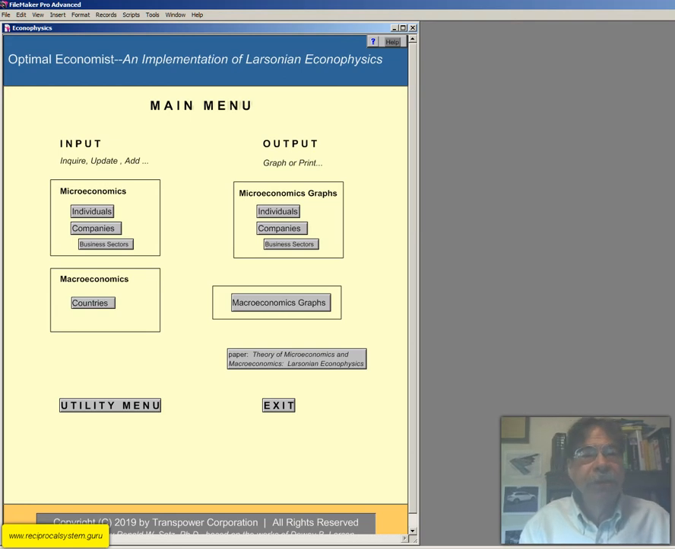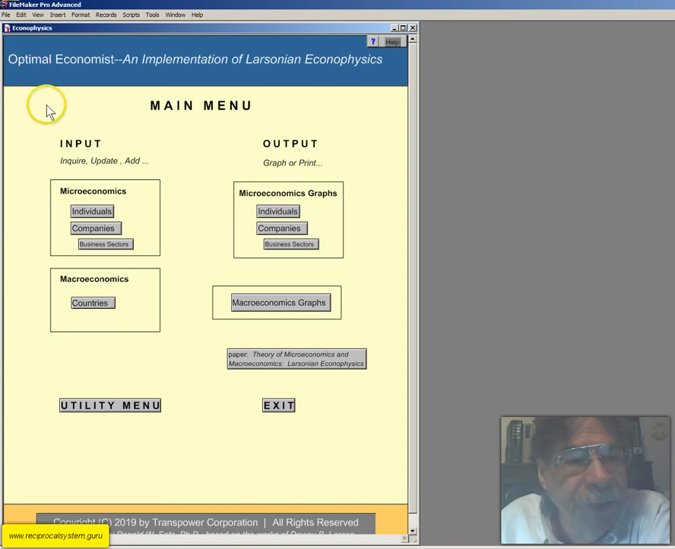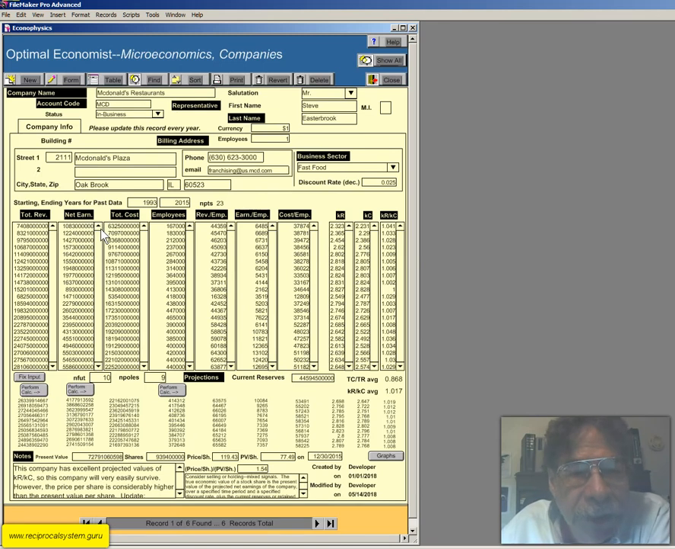So far in this series, I've covered the microeconomics of individuals and the graphs of the microeconomics of individuals. So today we're going to take a look at companies, microeconomics of companies. So here we go. Just click there from the main menu and look at all the data we have.